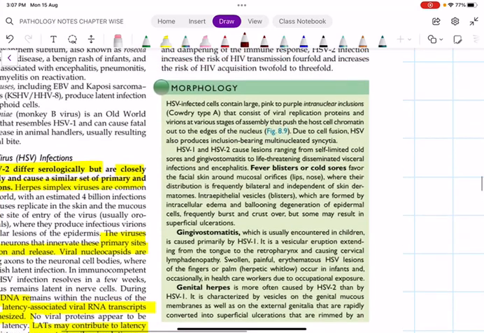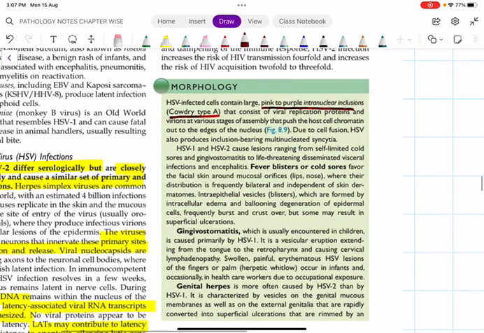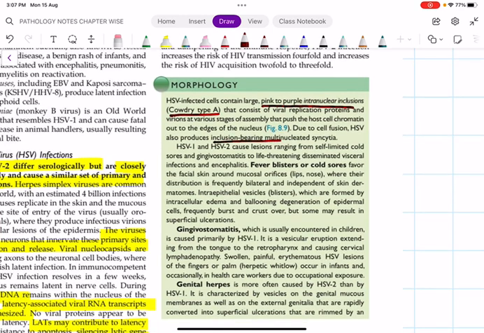Coming to the morphology. The herpes simplex virus produces characteristic pink to purple intranuclear inclusions called Cowdry type A inclusion bodies. To know much more about intranuclear and intracytoplasmic inclusions, you can take the chapter General Virology in any microbiology textbook like Apurba Sastry. It's mentioned well in depth there. It also produces inclusion bearing multinucleated syncytia.